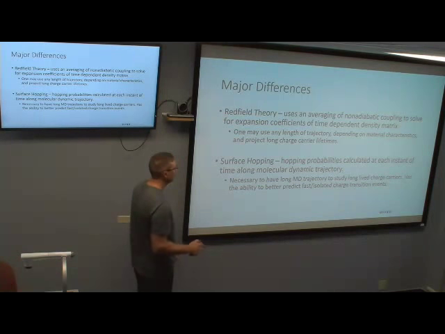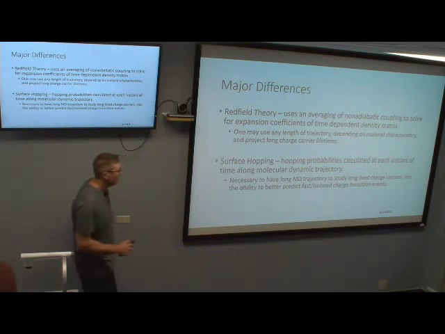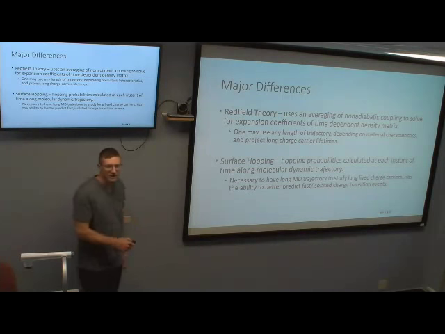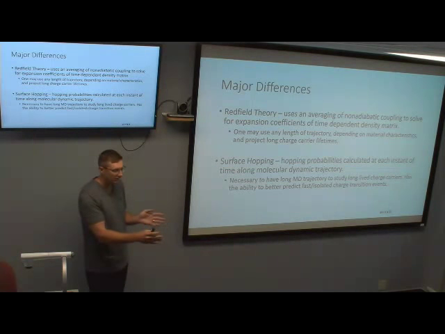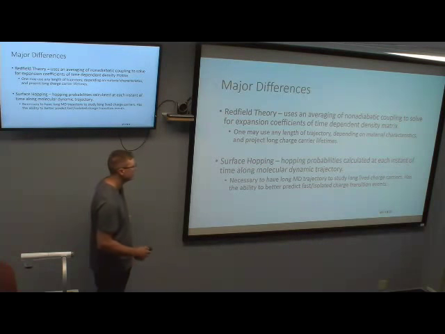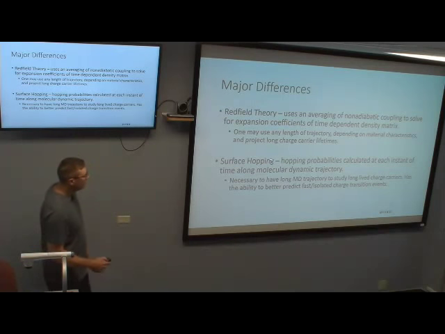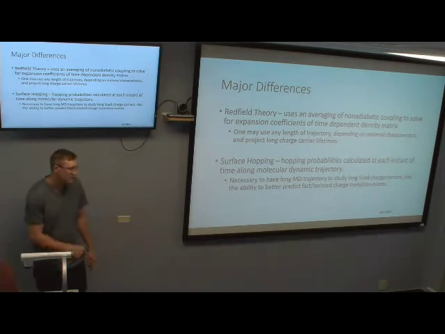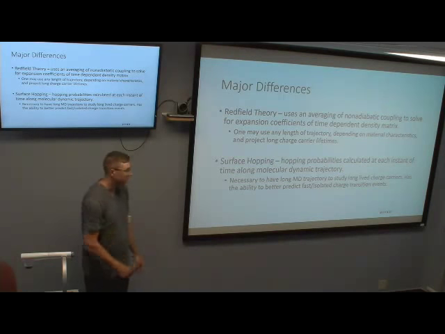I'll try to highlight this a little bit more. One of the other benefits of Redfield is that because we take this averaging, if a short trajectory reproduces the coupling seen even over a long trajectory, we can just use a very short trajectory, so it saves time and materials. But with surface hopping, you can get these faster, isolated transitions between different states that might be missed with the coupling.